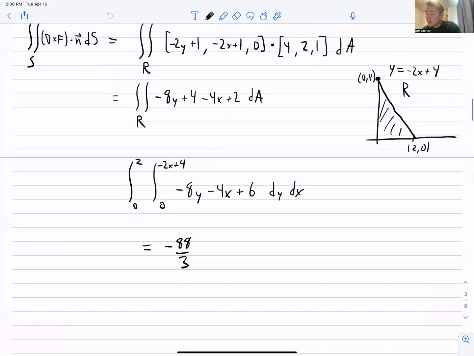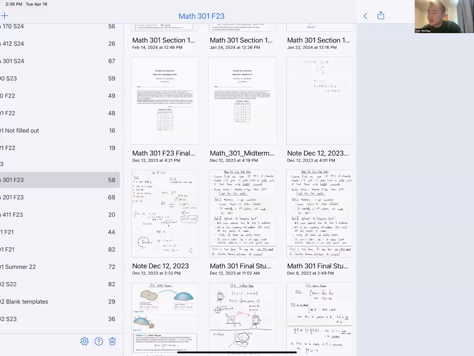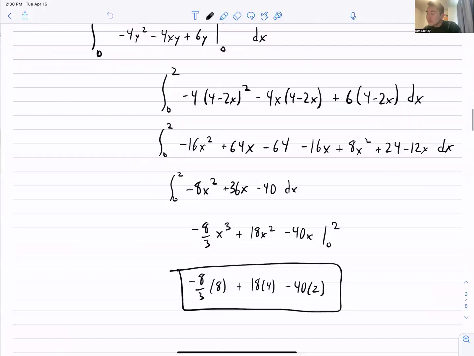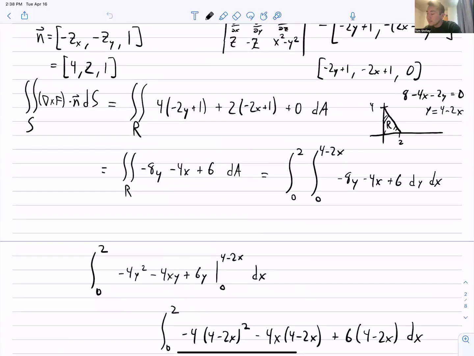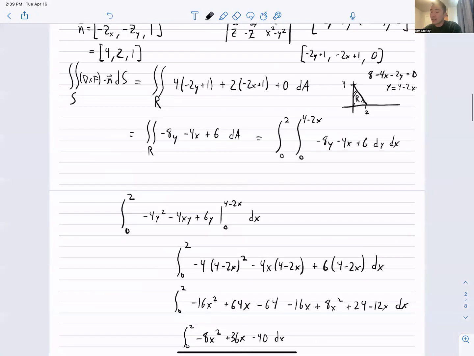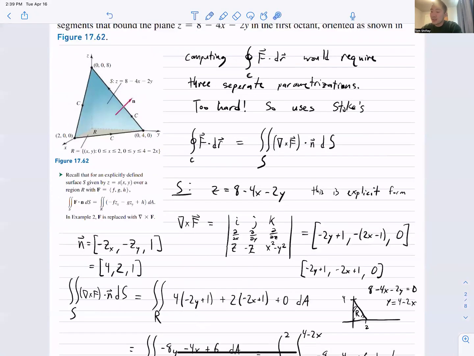Minus 88/3 is the answer. Minus 88/3, is that the answer? Is that the same thing that I got? Yeah, it looks the same. So it's minus, which equals minus 88/3. So what is that telling us? That's telling us that the work done with this orientation is going the wrong way.